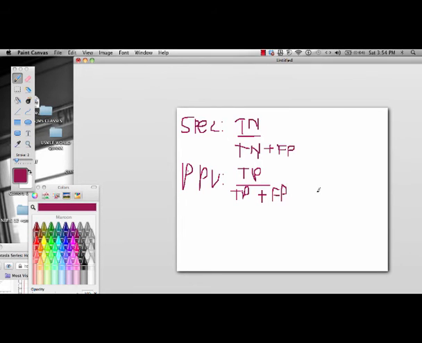So positive predictive value, just like negative predictive value, looks at things after the fact. If you tested positive for something, what are the chances that you are in fact positive? That's kind of the key idea there.